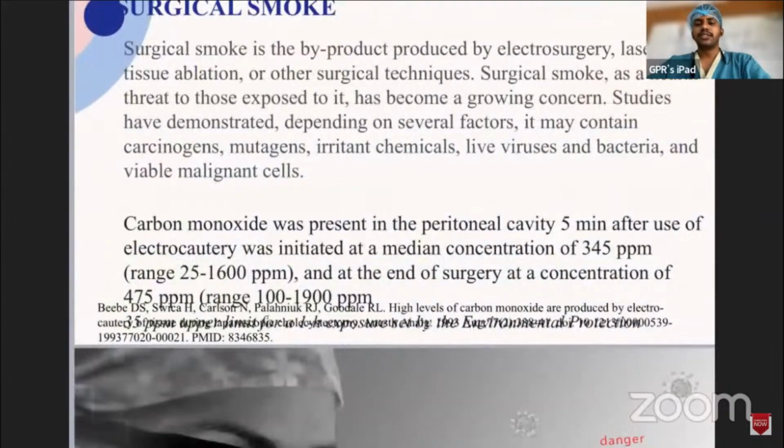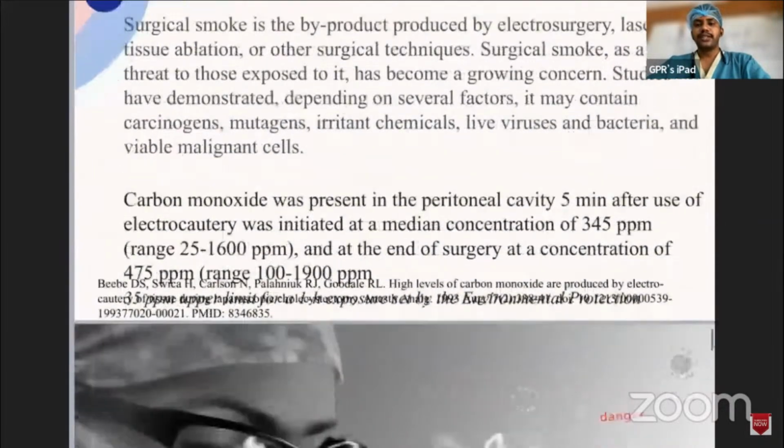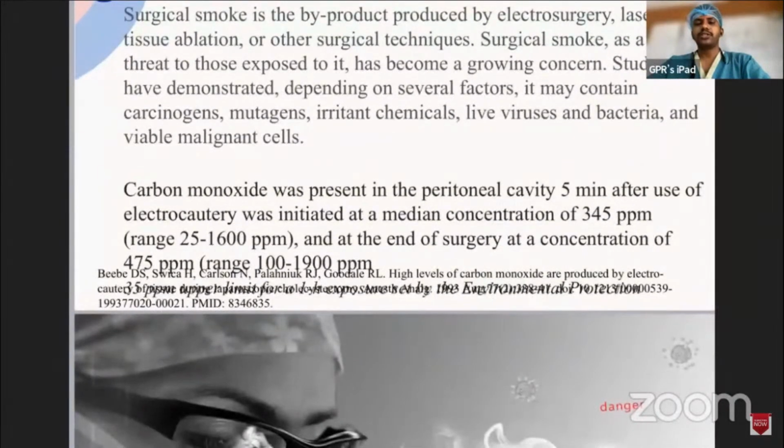As I said, what is the surgical smoke? It is being stated that whenever an endosurgery unit is used in laparoscopic cases, within 5 minutes of initiation of the surgery, the carbon dioxide, the pneumoperitoneum, whatever is there inside, will make carbon monoxide out of it, and it reaches up to 345 parts per million.